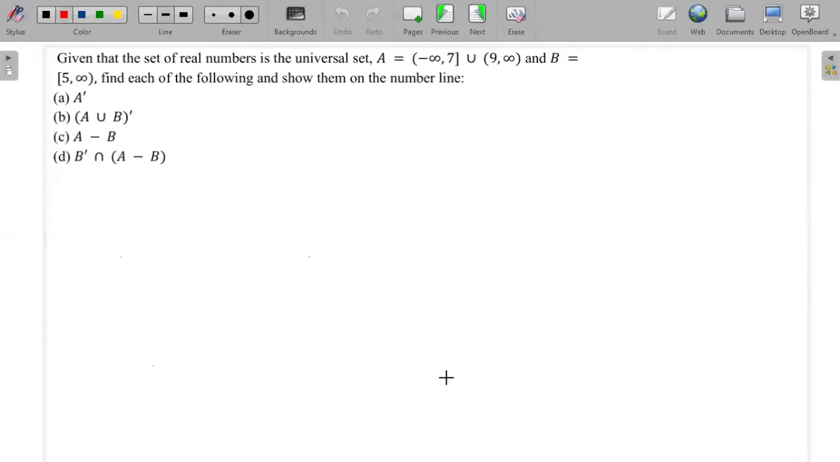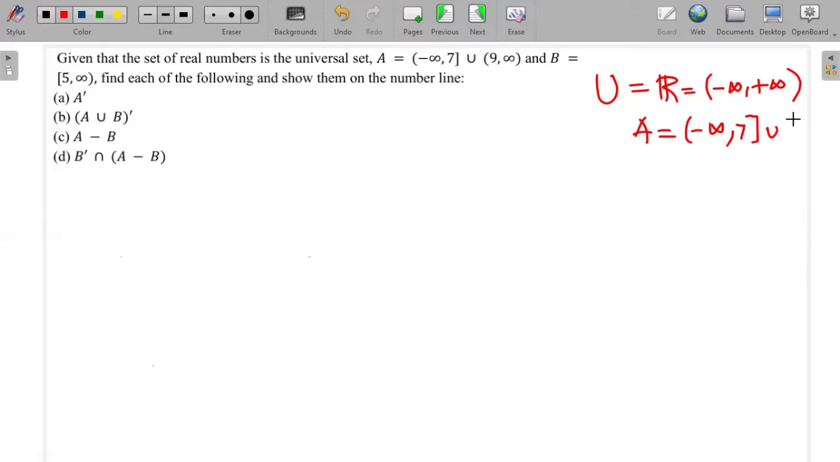Okay, so here they're saying given that the set of real numbers is the universal set. Okay, given that set of real numbers is the universal set, so U is just the set of real numbers from minus infinity all the way to positive infinity. Okay, and A is minus infinity to 7 inclusive, union 9 to positive infinity. B is from 5 inclusive to positive infinity. Find each of the following and show them on the number line.